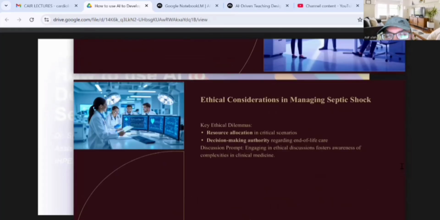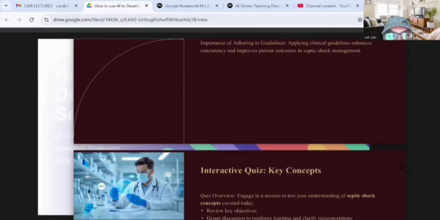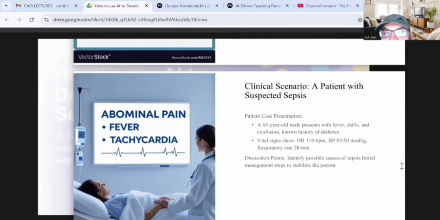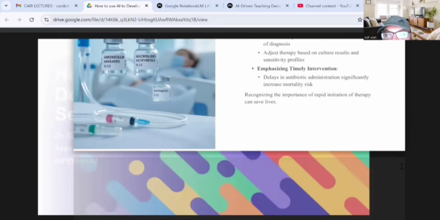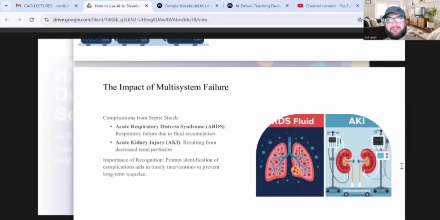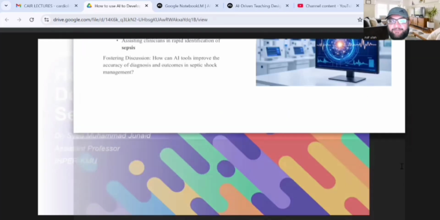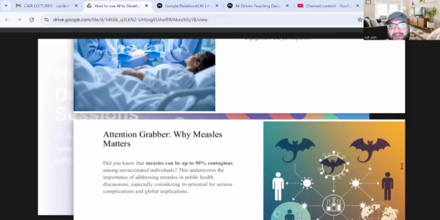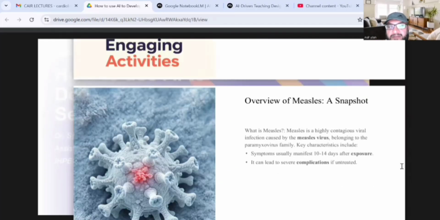These are so beautifully constructed PowerPoint presentations using the AI. You can see another presentation, and so on and so forth. So AI can help you create very visually appealing presentations that will attract the students, and the students will like it, and you will be able to engage your audience with a highly colorful and engaging presentation.